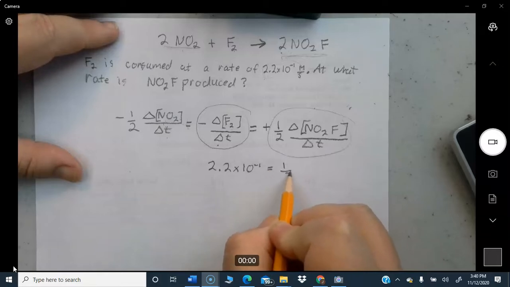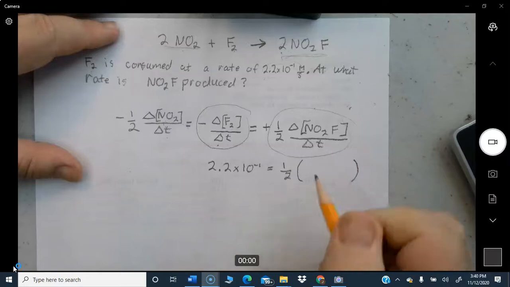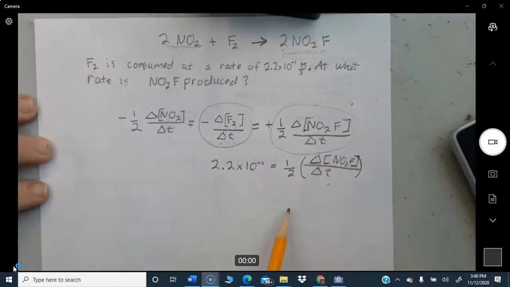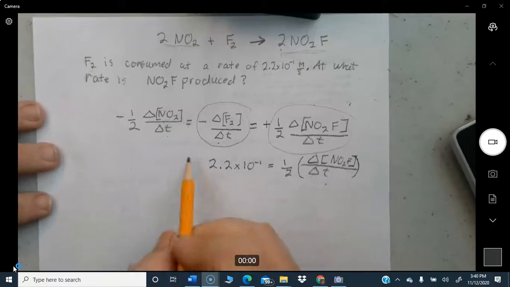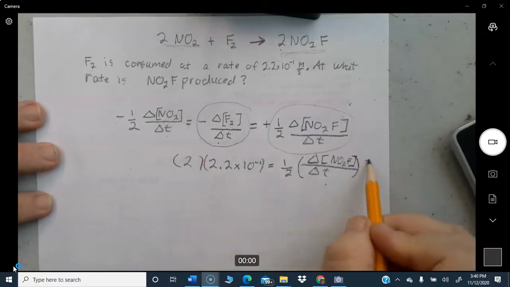1/2 of all of this. And I'll put this in a big parenthesis. Okay? So all you're doing is solving for this. So that's an easy algebra problem. You multiply both sides by 2. 2 over here.